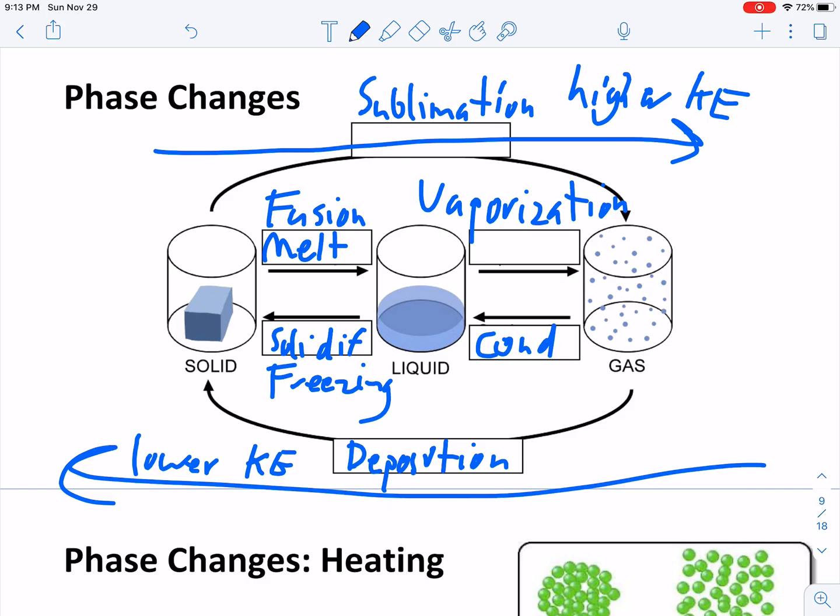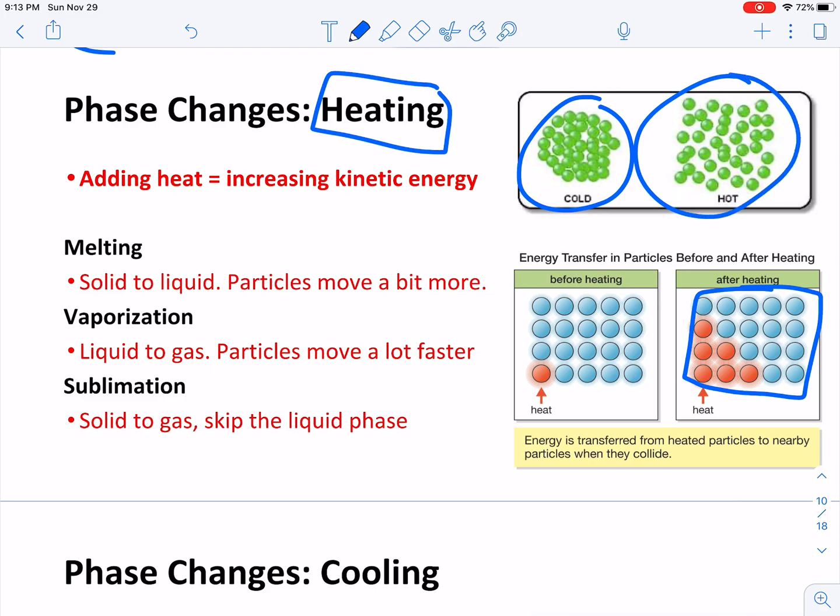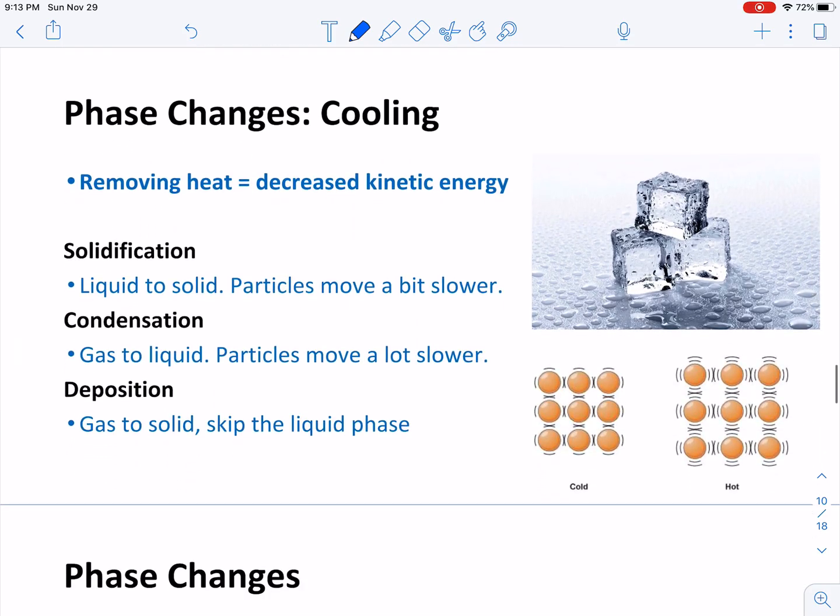This is why the back of a refrigerator, if you ever touch the machinery behind a refrigerator, it's incredibly hot, because you're actually removing heat. You're cooling things down. So the processes that require heating, a gain in kinetic energy, are melting, going from solid to liquid, vaporization, going from liquid to gas, and sublimation, which is the direct jump from solid straight to gas. Heat adds more and more kinetic energy, and it pretty easily distributes to all the other molecules gradually. So cold is really close together, hot is going to be spreading them apart more and more until they escape. You'll see this animated in a PhET simulation we'll be working on in class.